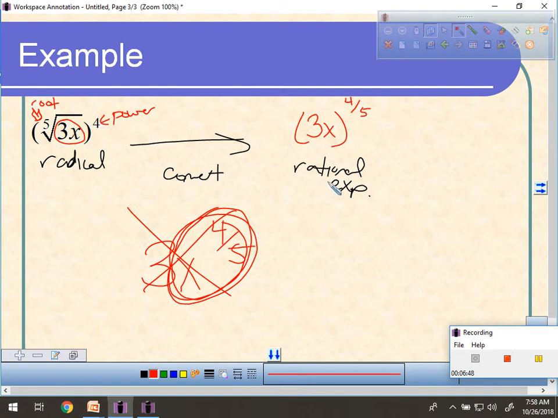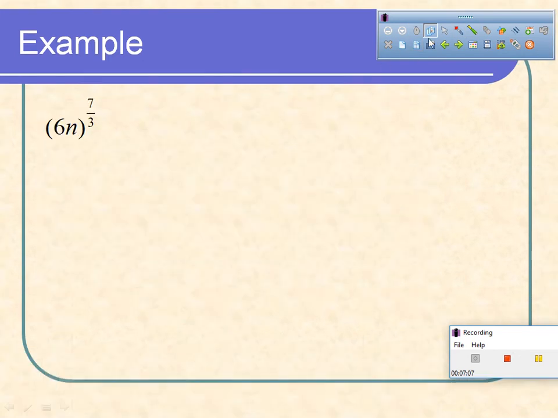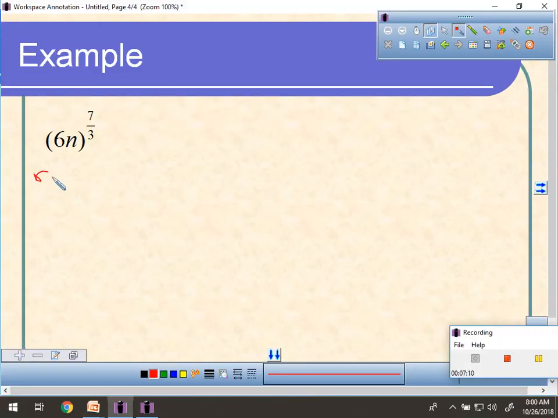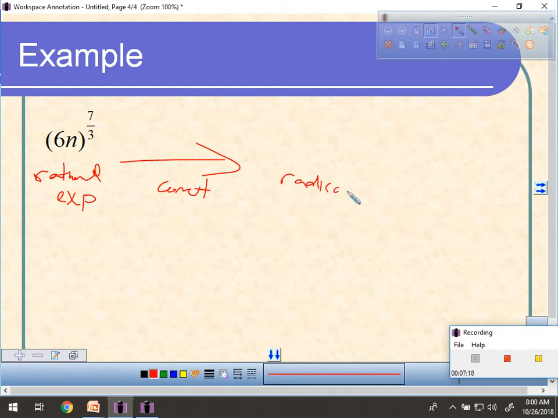But then we also did the backwards of that. So here's your third example. Let's say I give you a rational exponent, and I want you to go into radical form. So here's that example. And again, the directions aren't here, but I'll write them for you. Let's say this is a rational exponent, and the directions say to convert, and it wants you to convert it into radical form.